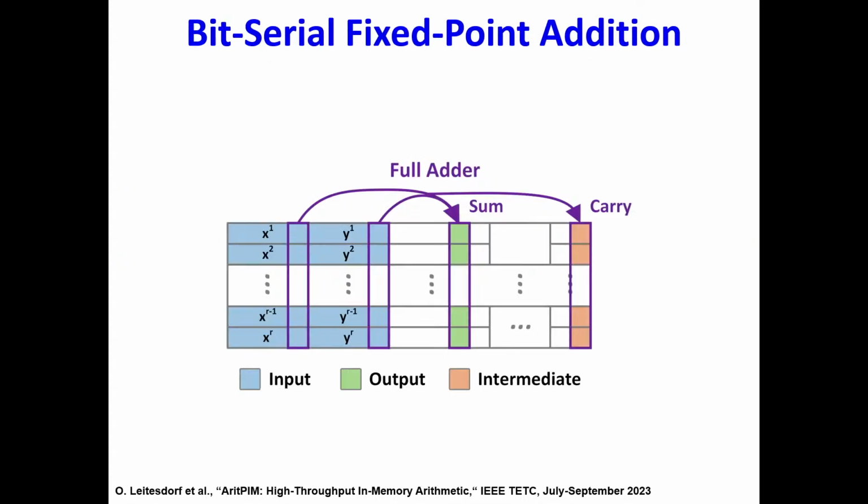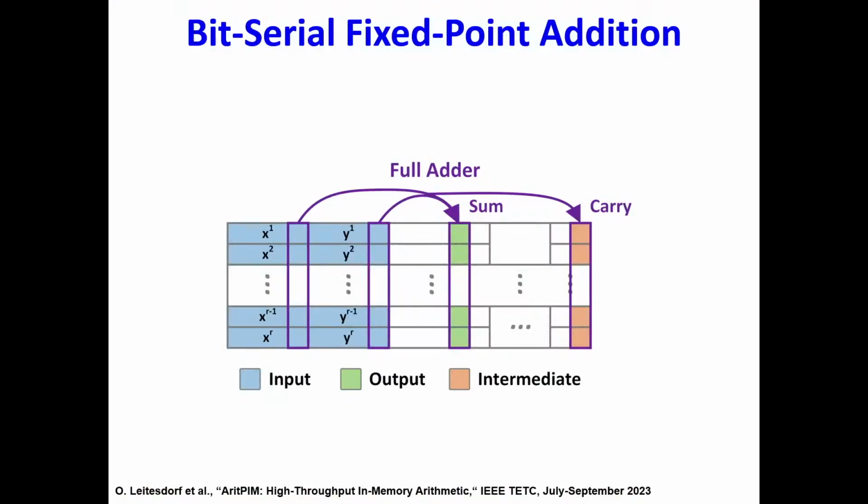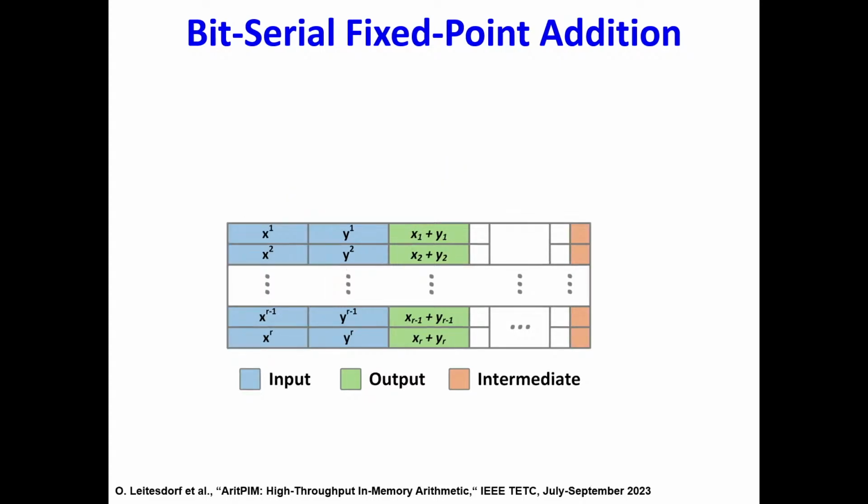So first we will perform a full adder based on, for example, NOR gates on the least significant bits, and then we'll do the full adder based on the carries that we got from the least significant bit on the second bit, and we'll continue until we reach the most significant bit, and then we will have the entire result stored in each row for each element. Okay, pretty straightforward. The important thing here is that it's independent of the vector size.